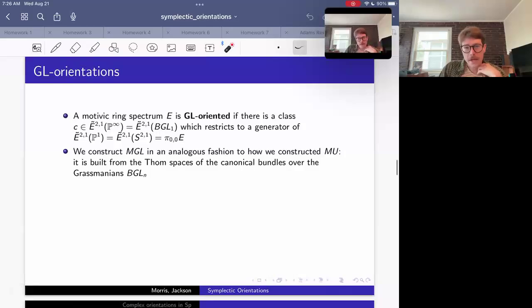And this MGL is going to be the holder of the universal such orientation. I'm not going to go into the details of the construction of this thing, but it's a motivic Thom spectrum. We take the Grassmannians BGL_n, we take the universal n-plane bundle over these things, we glue together the Thom spaces of these bundles together nicely, and we get this Thom spectrum MGL.